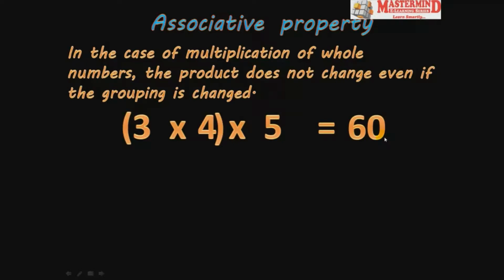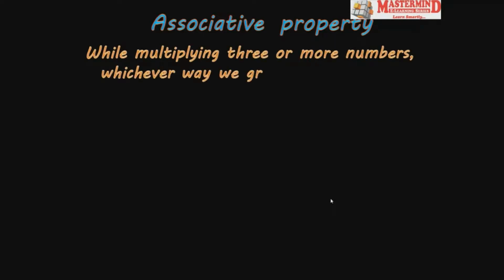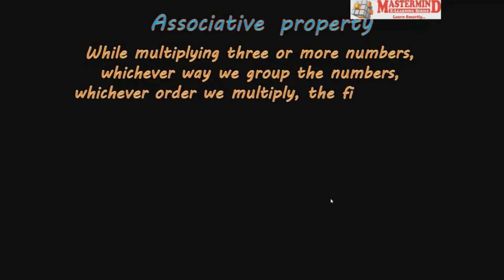So that means 3 times (4 times 5) is equal to (3 times 4) times 5. That is, if I put the bracket here or I put the bracket here, the product does not change. So this property is known as the associative property of multiplication. Now let us put the general formula for it. In general, when we multiply 3 or more whole numbers, whichever way we group the numbers, or whichever order we multiply, the final result remains the same.